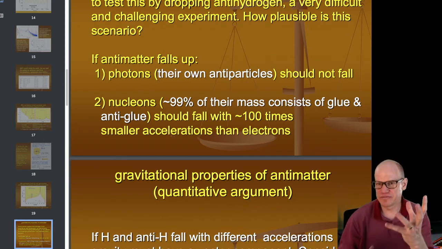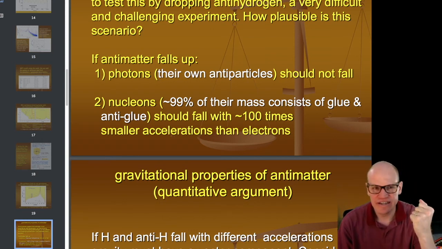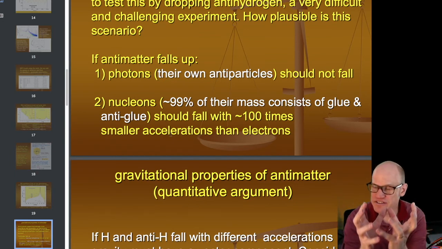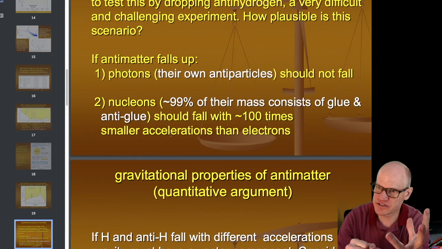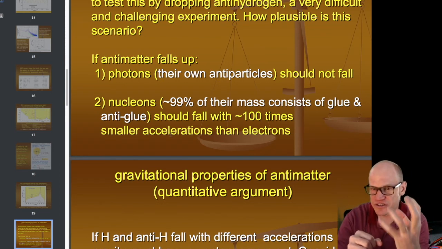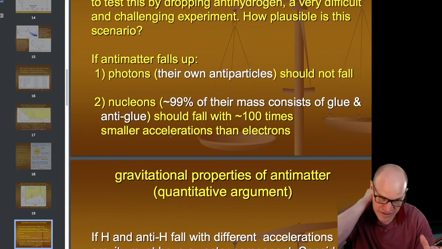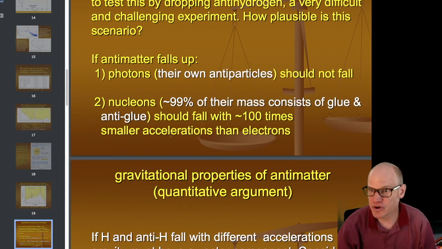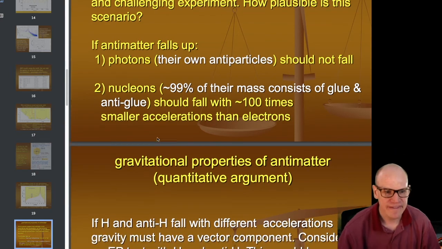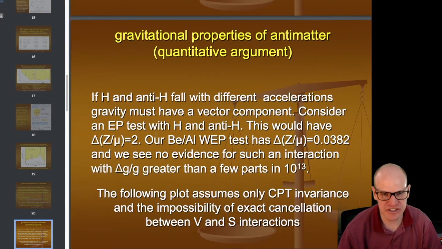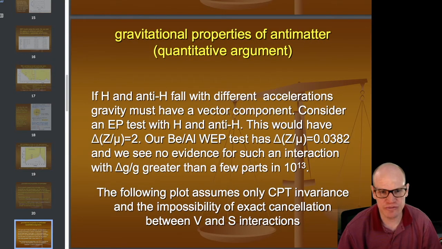Right, so if you have beryllium that has 5 electrons and you have 5 protons, whatever it was on the periodic table, so you have an equal number of protons and electrons, and then you have the neutrons that are added in there, and those nucleons are going to fall at a different rate relative to the number of electrons, and that should show up in these experiments. And so if hydrogen and antihydrogen fall with different accelerations, gravity must have a vector component.